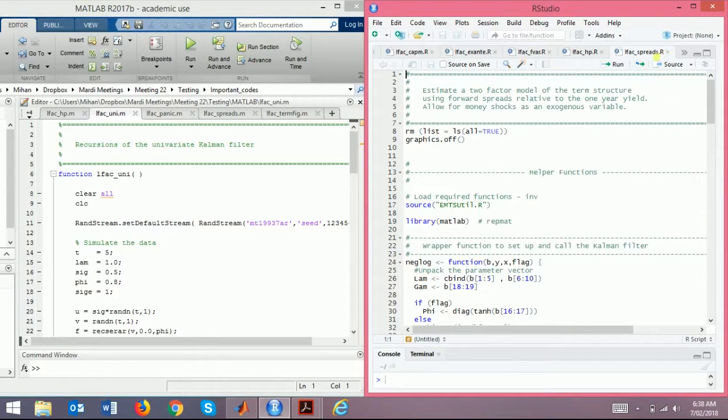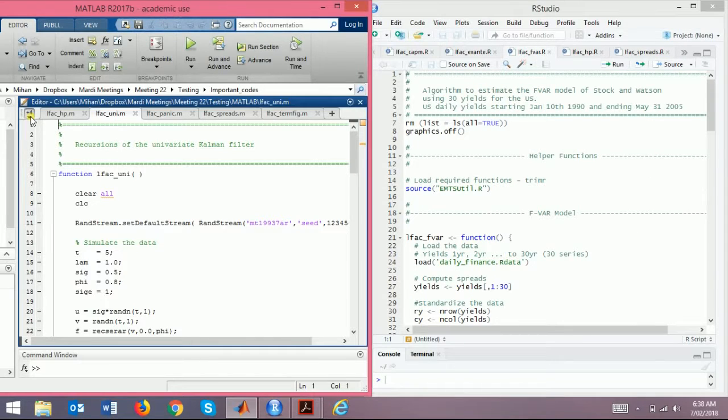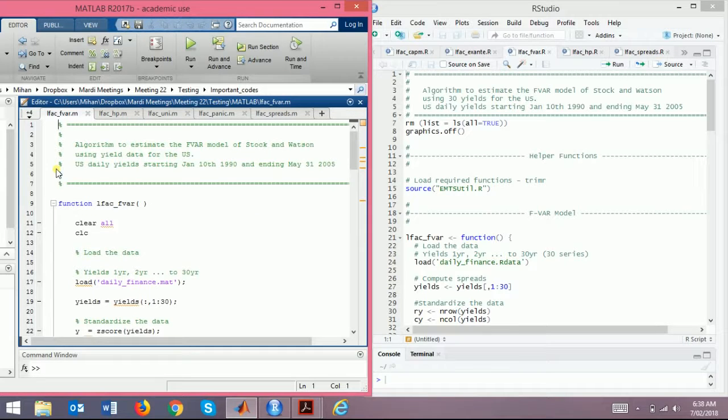Okay, F bar. LFAC F bar. Oh, here we have it. This is the problem that we have, and from here we have LFAC F bar. Beautiful. Now let's jump into this discussion.